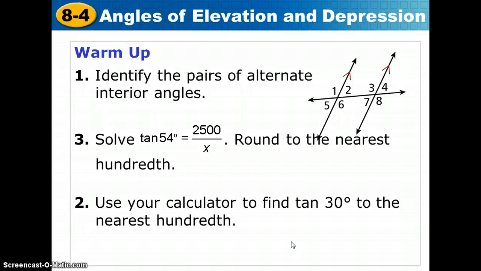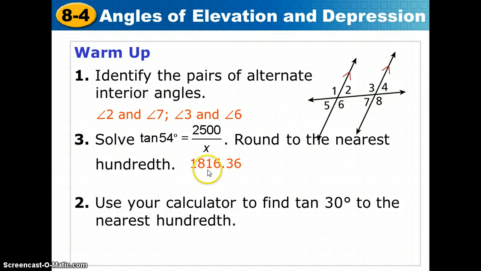Alright, if you need any more time, pause the video. Otherwise, we will continue with the answers. The pairs of alternate interior angles include 2 and 7, and 3 and 6. When we solve this equation for x, multiply by x on both sides, then divide by tangent of 54 degrees, it's about 1,816.36. And then lastly, just using your calculator, the tangent of 30 is about 0.58.